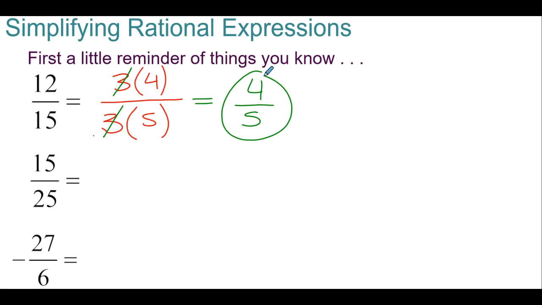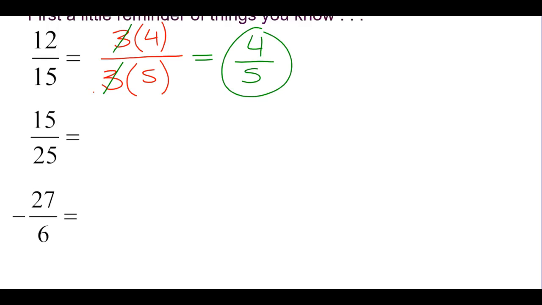Because they're both multiplied by 3, we can divide that away, because what's the opposite of multiplication? Division. They undo each other. So if two numbers are both multiplied by the same number, you can divide that away, and it reduces the fraction. Same concept here, 15 over 25.